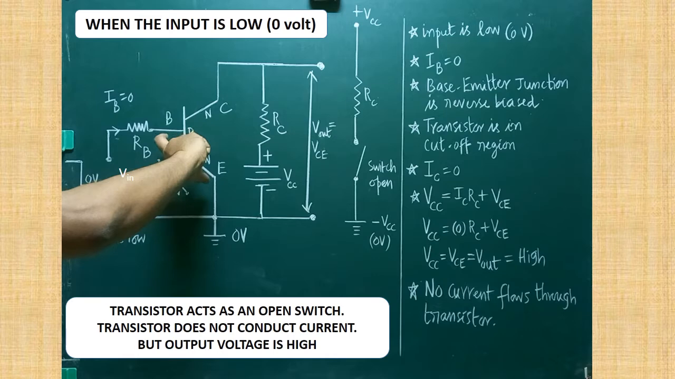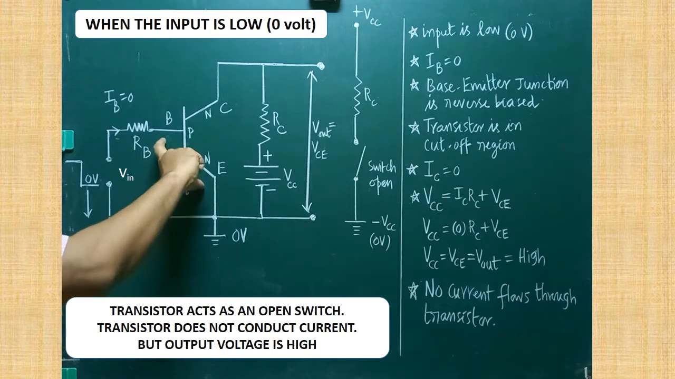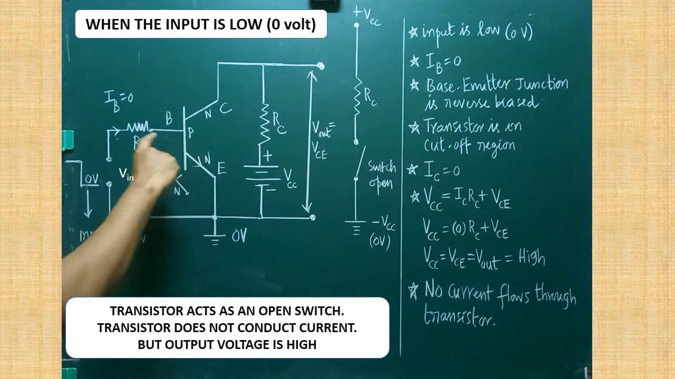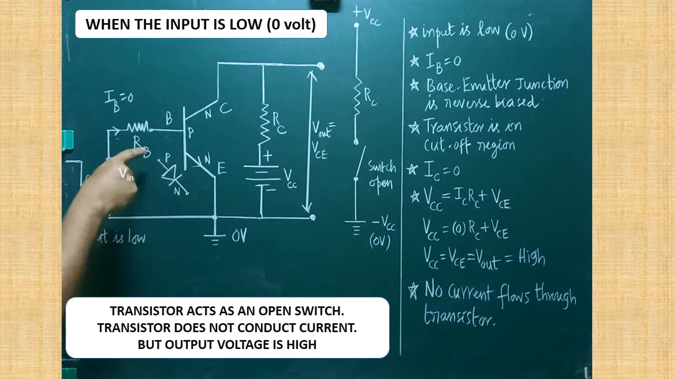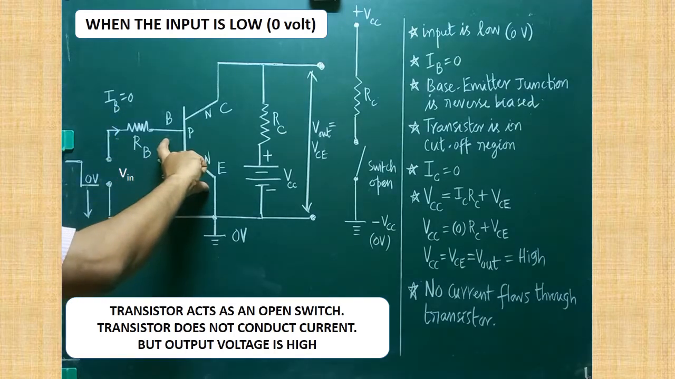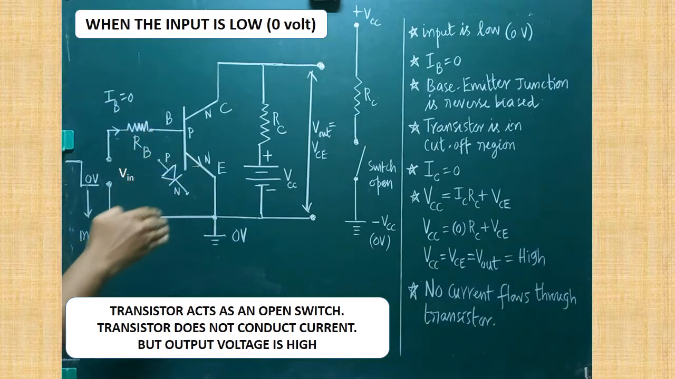So across this base and emitter, reverse bias is given. When reverse bias is given, what will happen? There won't be any flow of current. Are you clear? There is no flow of current across this base and emitter. Base current is 0. The base and emitter portion is reverse biased. There is no flow of base current through this terminal.